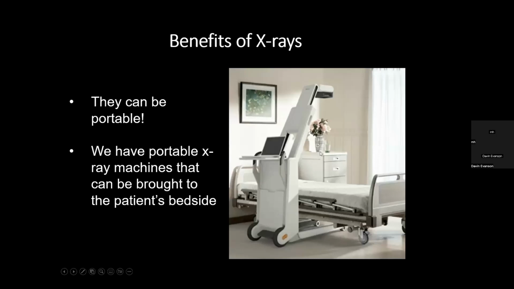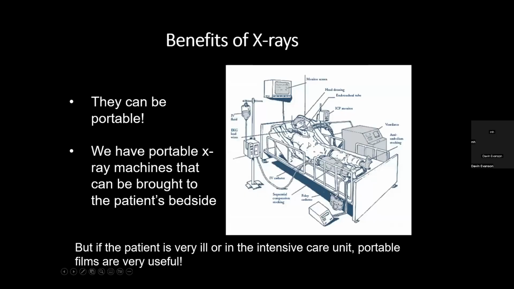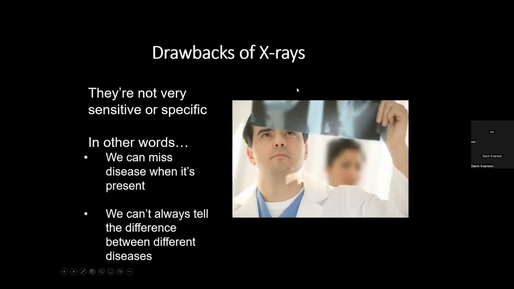So x-rays are like taking a picture, and they're portable. For some of our really sick patients, you can take a portable radiograph. Here's an ICU patient. Probably one of the most commonly ordered studies in the hospital is just a portable chest x-ray. The drawbacks: unfortunately, they are not the most sensitive or specific. You can miss disease very easily.